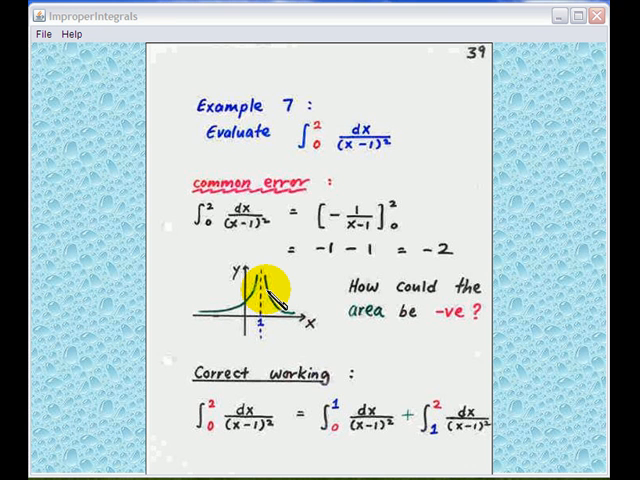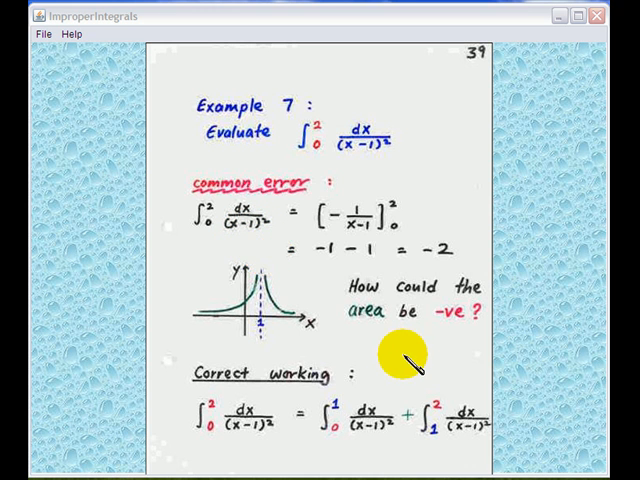So, the correct working is that the integral from 0 to 2 should be broken up as the integral from 0 to 1 plus the integral from 1 to 2. This is because when x equals 1, the expression 1 over (x minus 1) squared goes to infinity.